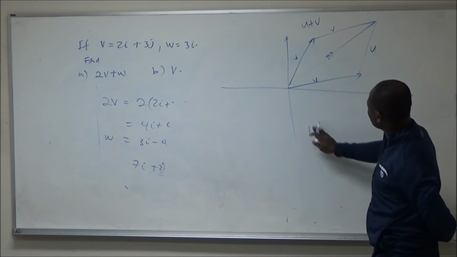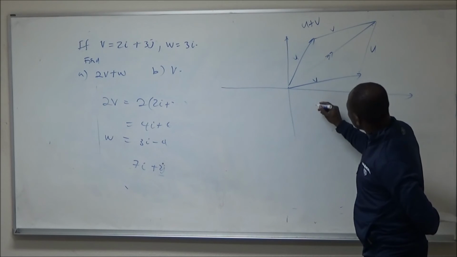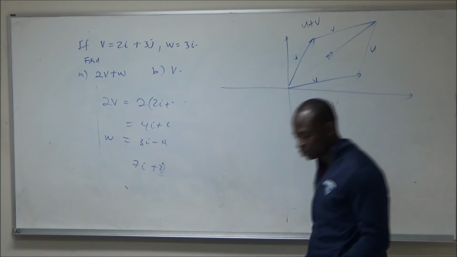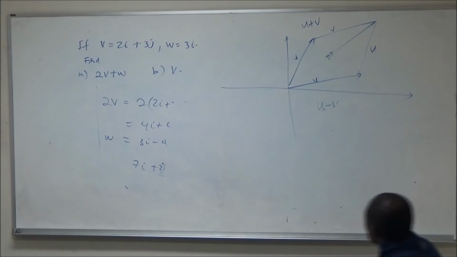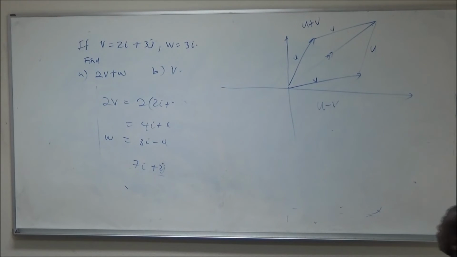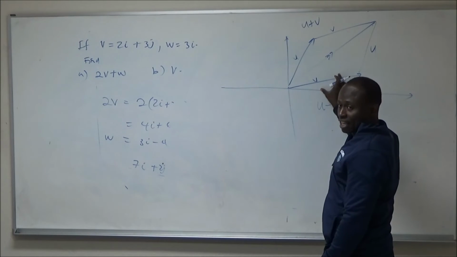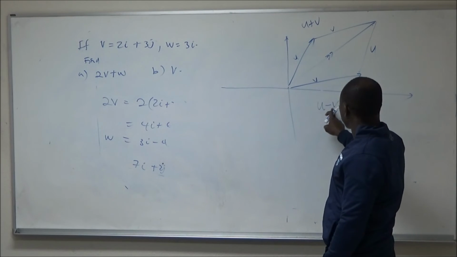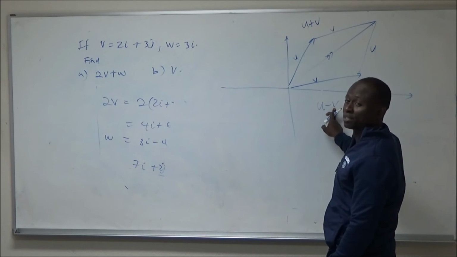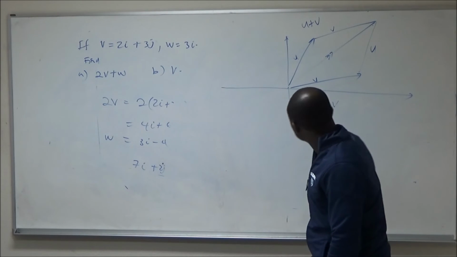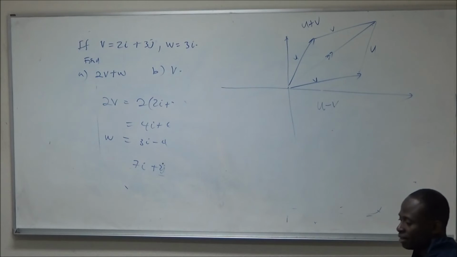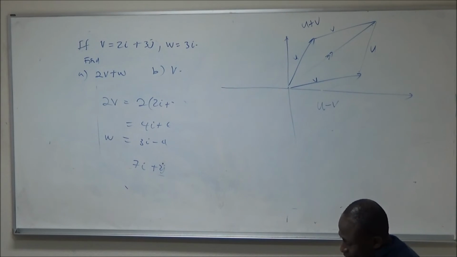So I'm going to make it more interesting. What would u minus v look like? I want you to sketch it on your sheet. What would u minus v look like? So this is u and this is v. But I said keep u the way it is, right? Add it to minus v. Minus v means v is going in the opposite direction. And see if you can draw the resultant. You just draw it on your sheet and then we'll do it together on the board.